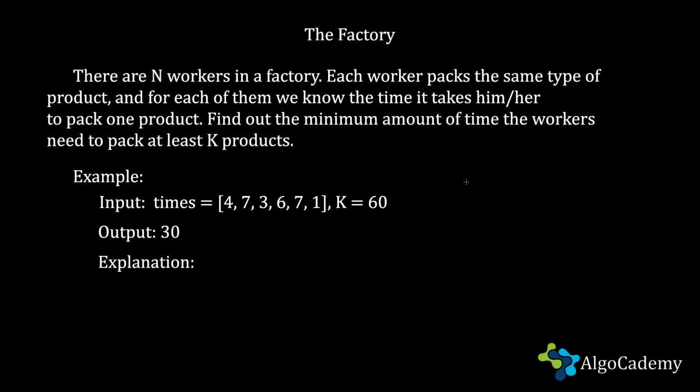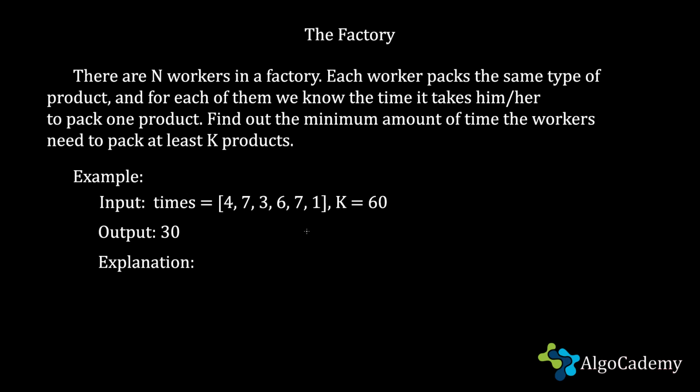Let's read the statement. There are n workers in a factory. Each worker packs the same type of product, and for each of them we know the time it takes him or her to pack one product. We need to find out the minimum amount of time the workers need to pack at least k products, right? So we have these workers. For each of them, we know the time it takes to pack one product.